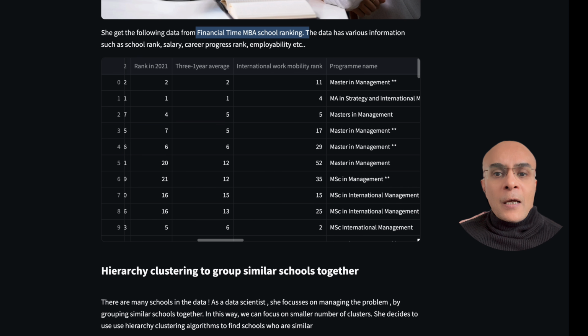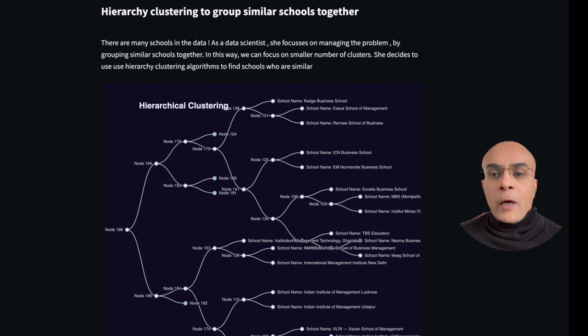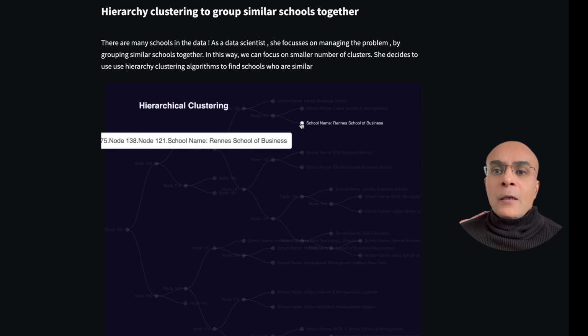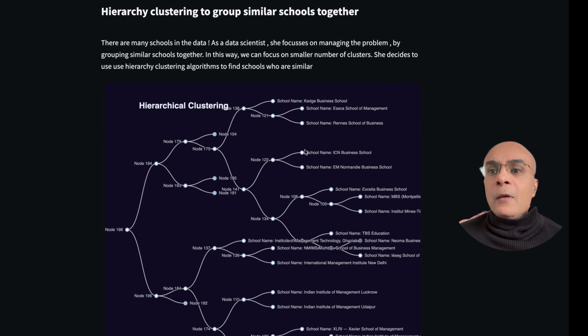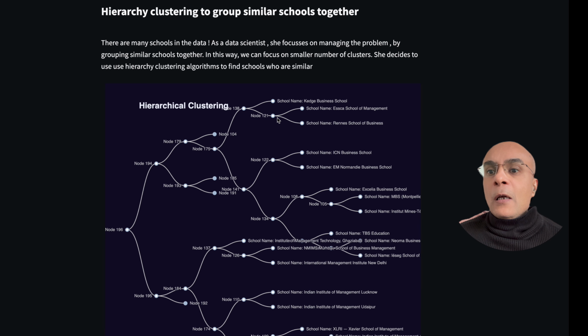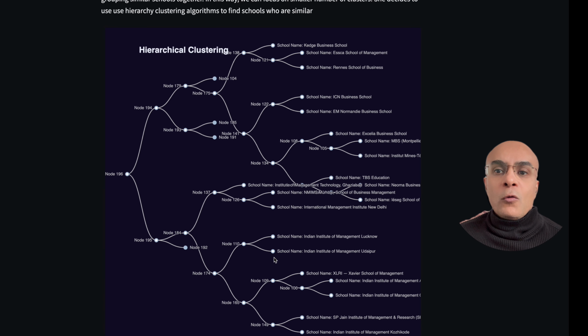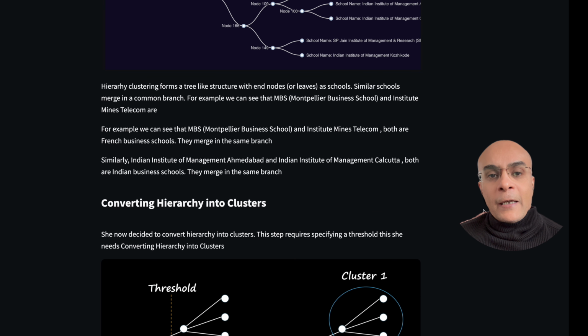So she does this hierarchical clustering, which will allow her to group similar schools together. Here you can see the results of hierarchical clustering, where schools with similar characteristics are grouped under the same node. For example, these two schools, which are from France, fall under the same node. And you can also see that these two schools are from India, and they are also falling under the same node.